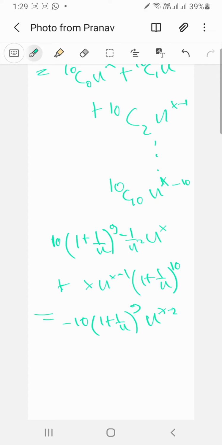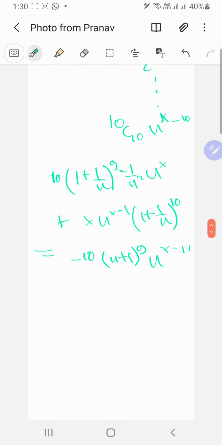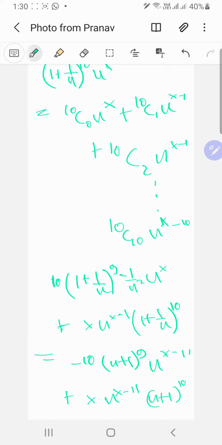And then what about this? It's going to be x u power x minus 1. Yeah, just leave it like that. Well, we could simplify it a little more, because we want to take another derivative, so that will be easy if we simplify this. So it's going to be negative 10 (u + 1) to the power of 9, and then u power x minus 11, since u power 9 plus 2 is 11. And over here it will be plus x into u power x minus 11 once again, and then (u + 1) to the power of 10. Nice. I mean, this is really frustrating that we have to take the derivative of that thing, but whatever. So this is going to be equal to, so now what? First of all, take the derivative of the right hand side.